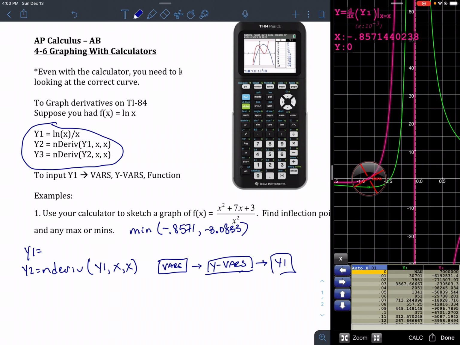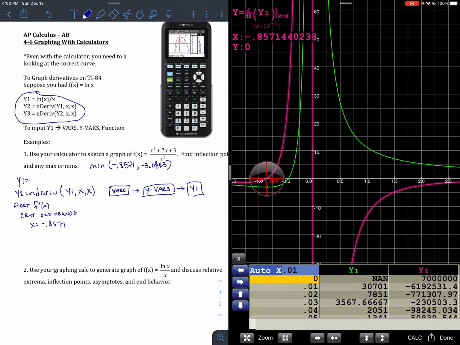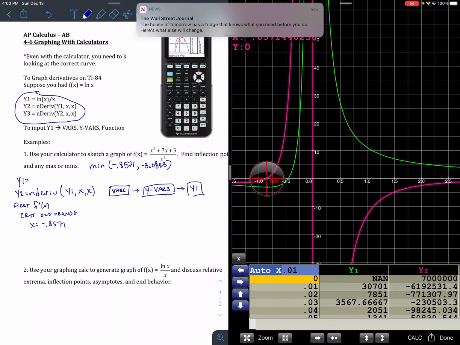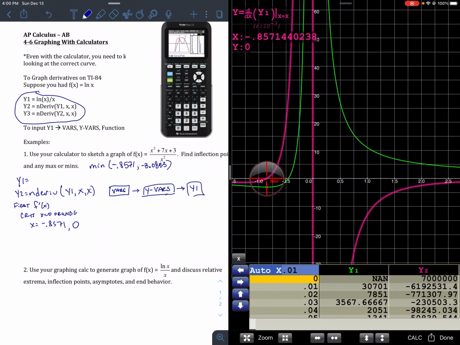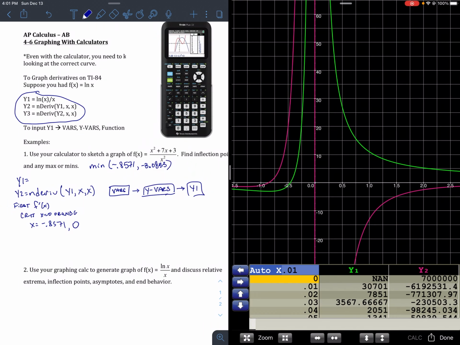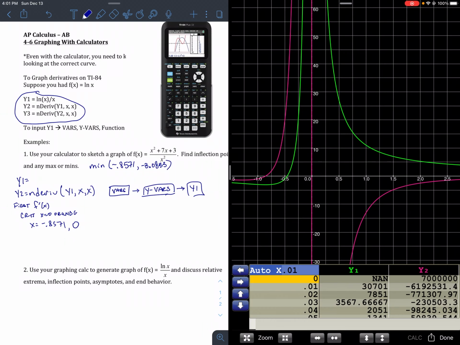So if we were to do this for the first derivative, so f prime of x, we would get critical points when f prime of x is 0 or undefined, right? And so this is our first critical point, negative 0.8571. And taking a look at our graph, let's slide this over so we can look at it. I see an asymptote here at x equals 0, right? So we have another critical point at x equals 0. So this right here is my asymptote, right? So that's why at x equals 0, it's undefined.